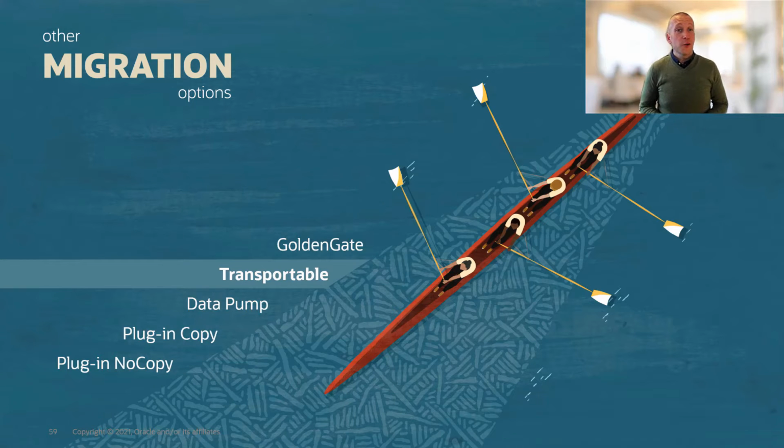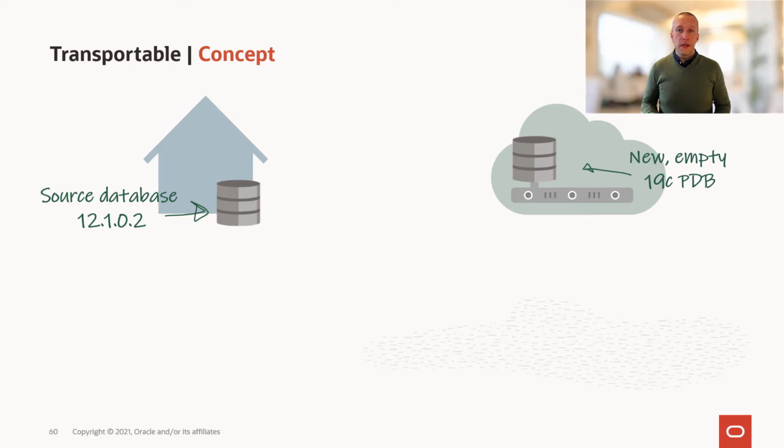The next option is transportable tablespaces with incremental backup on top. The concept is we have a source database running on a lower version, and we want to migrate that into a pluggable database running on a higher version. In this example, it's 19C.